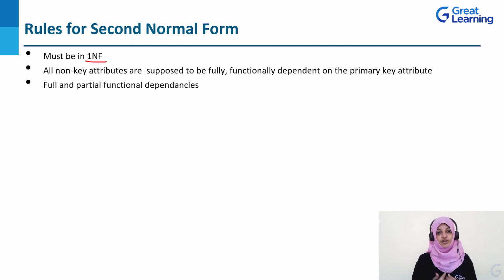The next rule for second normal form is stated as the non-key attributes being fully functionally dependent on the primary key attributes. Now we already know what primary key attributes are. Those are the attributes that uniquely identify the tuples of any entity. Let us understand what functionally dependent and what fully functionally dependent for that matter means.